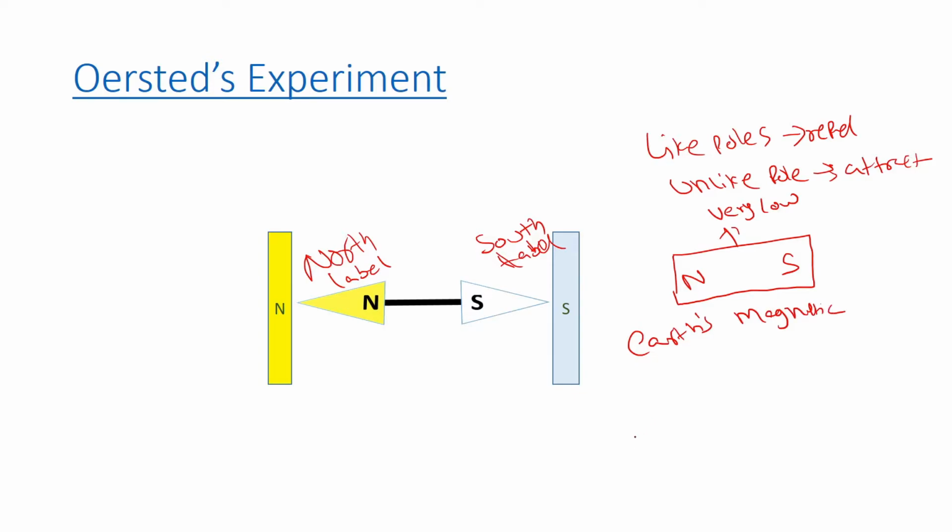Now, this north will be repelled by this north, and this south will be repelled by the south, and this north would be attracted by the south, and the south will be attracted by the north. So the magnetic needle would be aligning itself in this way.